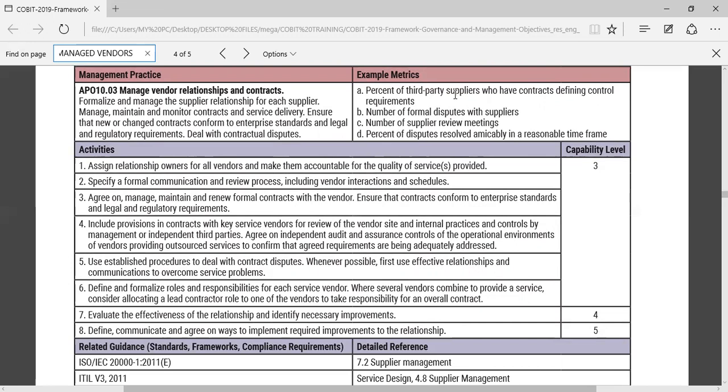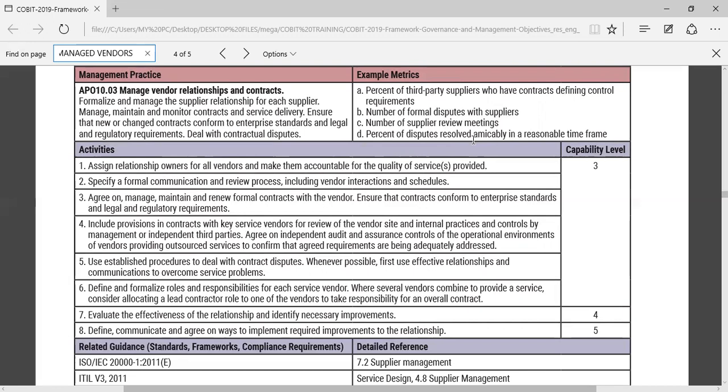Number 2B, number of formal disputes with suppliers. So you're supposed to have a register cataloging the disputes you have with your vendors, the nature of the disputes, the timing, and the rest. Number of supplier review meetings is also a KPI for vendor relationship management. So are you meeting regularly with your vendors who have ongoing contracts with you? D, percent of disputes resolved amicably in a reasonable time frame. You can see these KPIs are very important in vendor management.